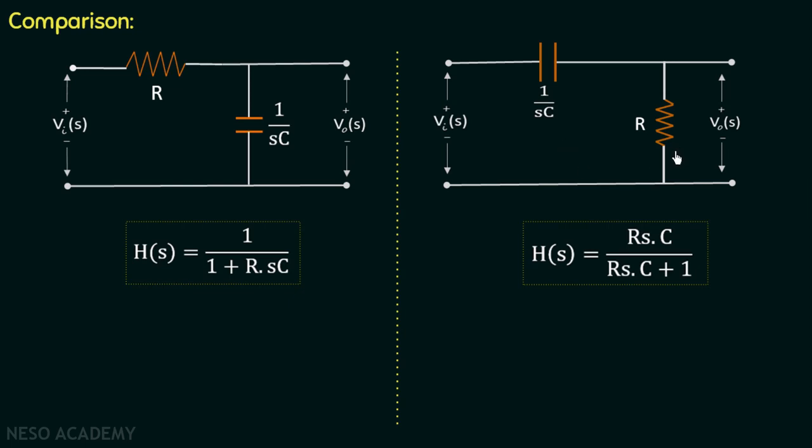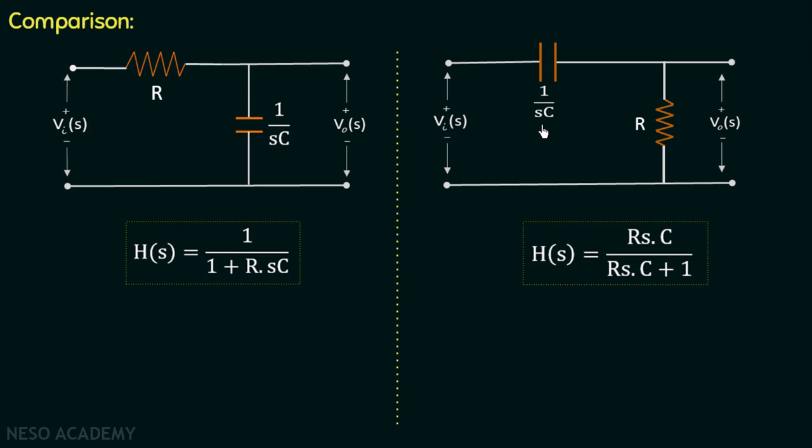The output in this RC circuit is measured across the resistor, and the output in this circuit is measured across the capacitor. The transfer function for this RC circuit is given as H(s) = 1/(1 + RsC), and the transfer function for this circuit is H(s) = RsC/(RsC + 1). The differentiating factor between the two circuits is the capacitor, because the impedance of the capacitor is 1/sC, and s is the frequency dependent term.